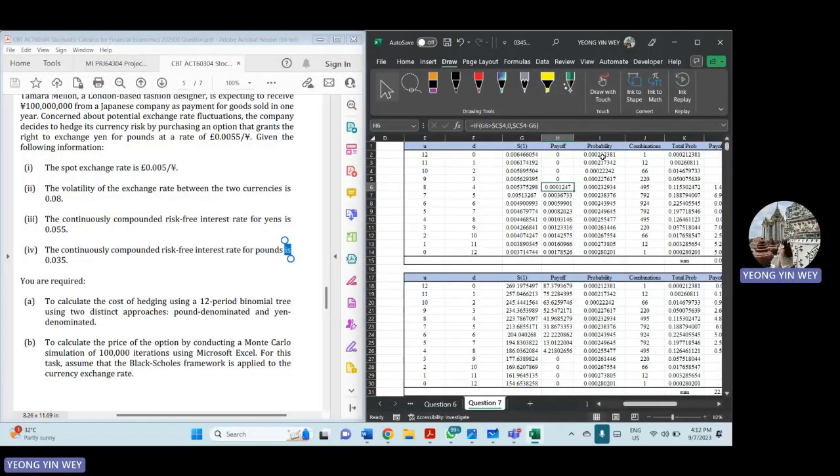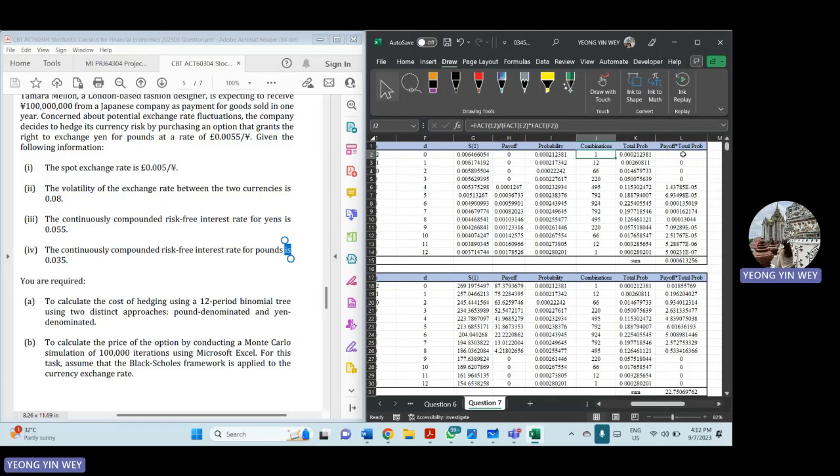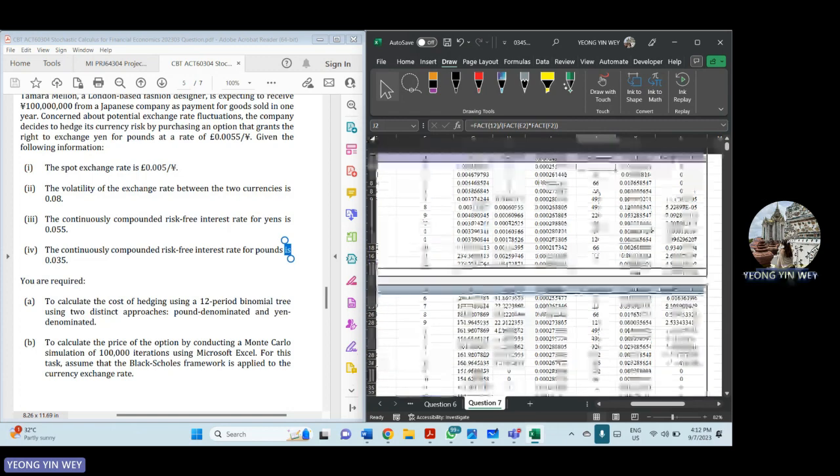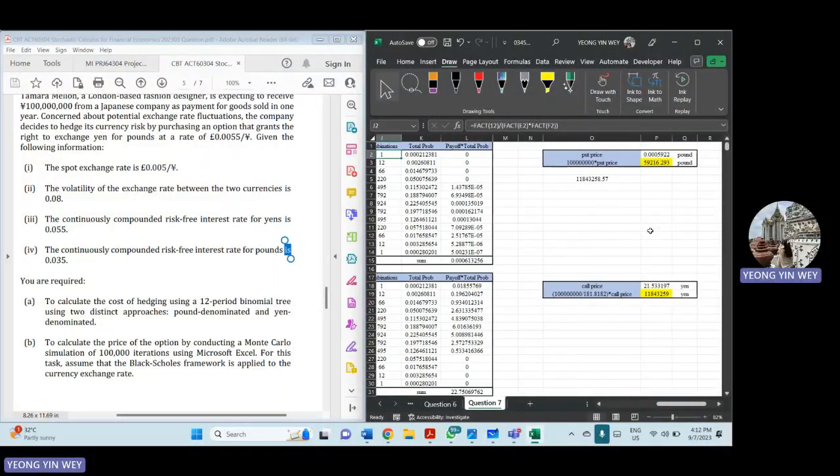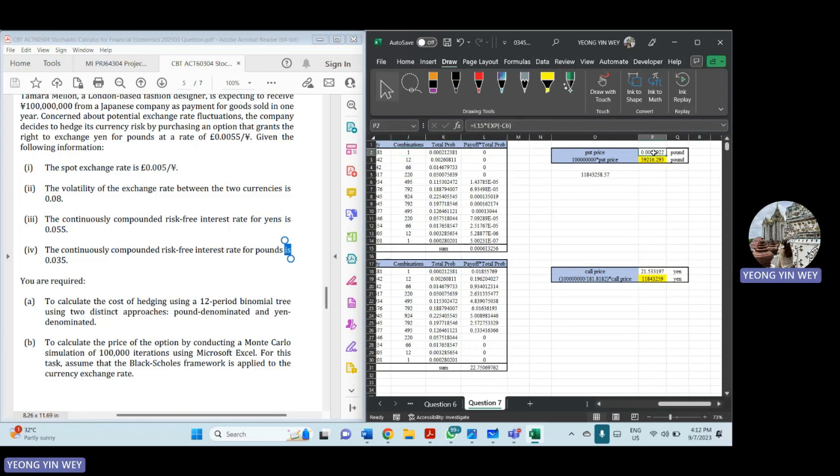For the probability, we are calculating using what we discussed in question 6 also. Using the factorial for the combination, times the probability, we can get the total probability, and times the payoff, we can get the summation of the whole payoff. By discounting the payoff to time 0, we can get the put price.